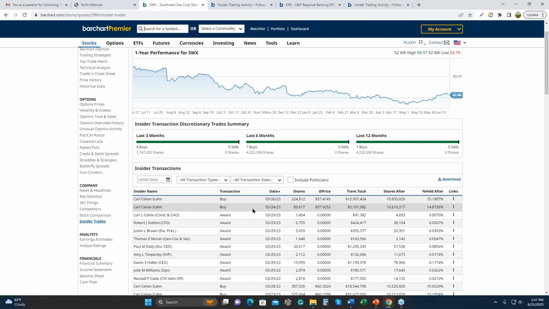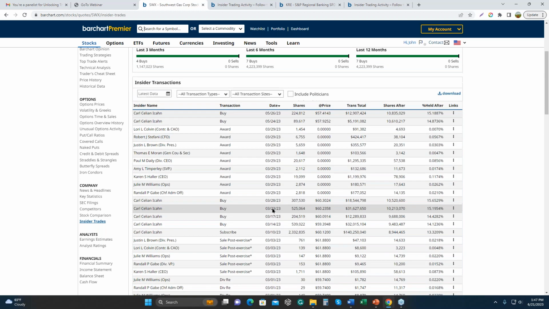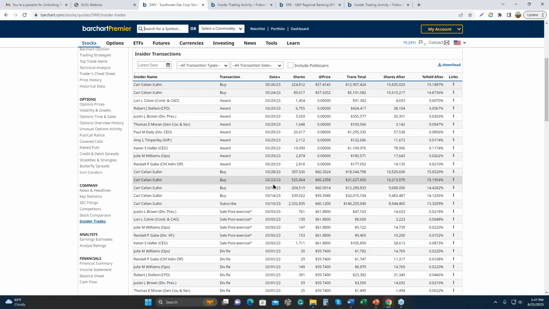And we can see that Mr. Icahn in May bought a significant amount of shares, and he bought them around $57. But if we go back a little bit in time, back in March, here's where it looks like he started to initiate his position. And we're talking about some very large share transactions in terms of dollars, and also about how many shares he now controls. He now controls about 15% of this company.